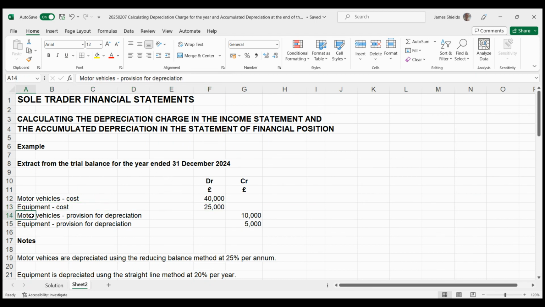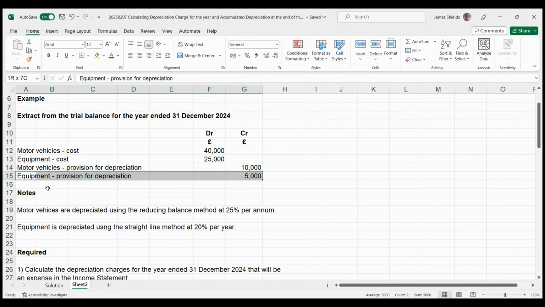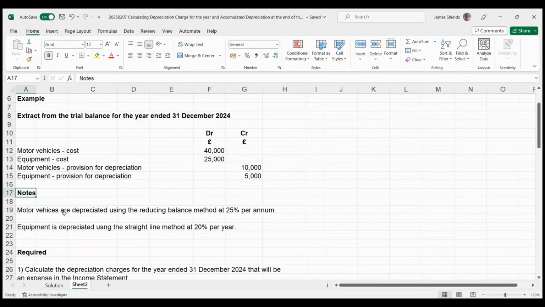It's got motor vehicles provision for depreciation of £10,000. And that's the balance at the end of the previous year, the 30th of December 2023. Likewise, the equipment provision for depreciation of £5,000 is the balance at the end of the year ended the 30th of December 2023. Now, you've got some notes to go with this. Motor vehicles are depreciated using the reducing balance method at 25% per annum, and equipment is depreciated using the straight line method at 20% per annum.